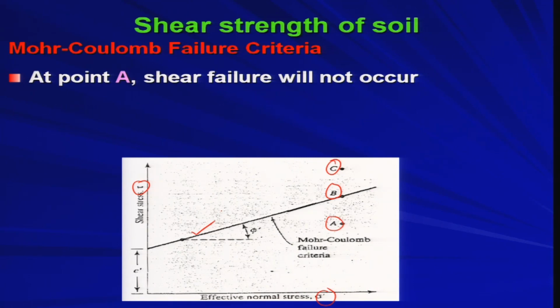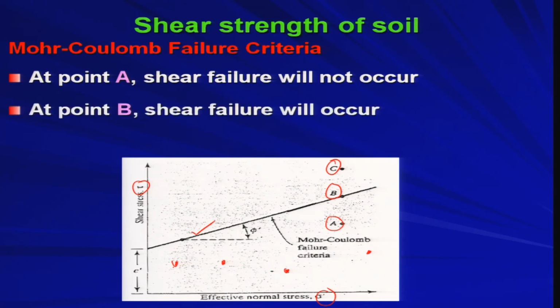Now, at point A, shear failure will not occur, agreed. Any combination of sigma and tau, whatever combination you choose, if that combination is lying below the failure envelope, like point A, you can get another point here, another point here, n number of points lying below the failure envelope, failure will not occur for that combination of sigma and tau, agreed.